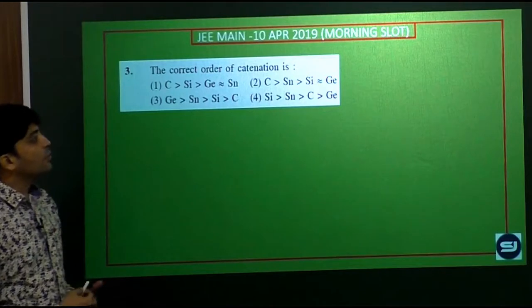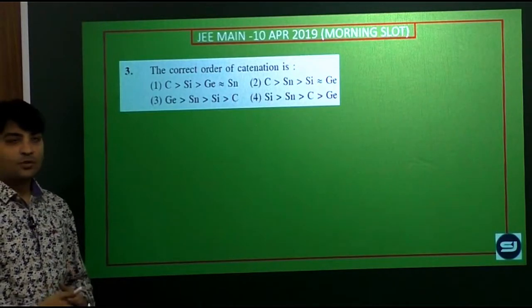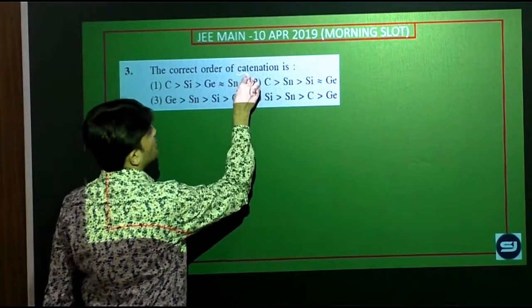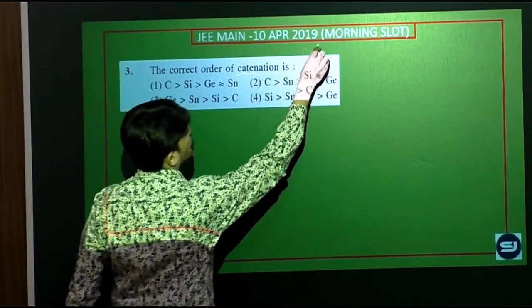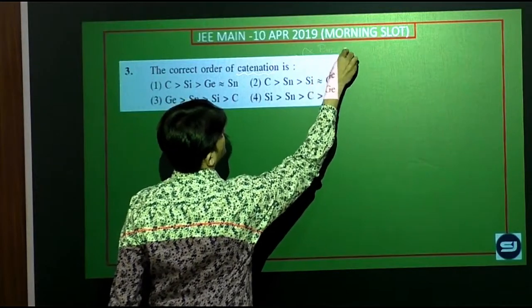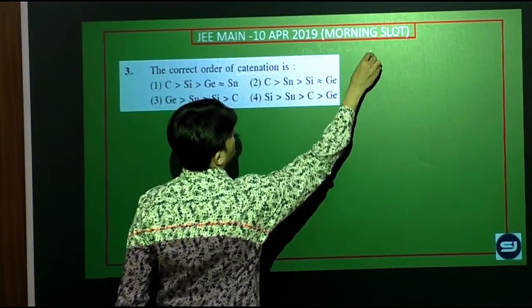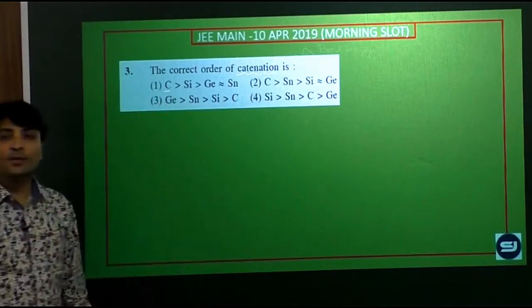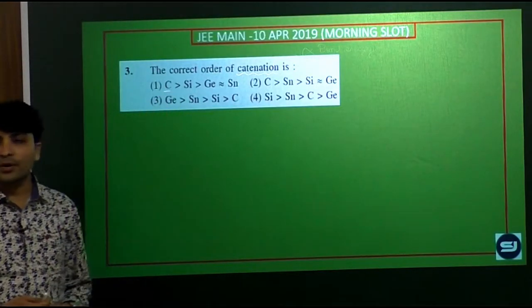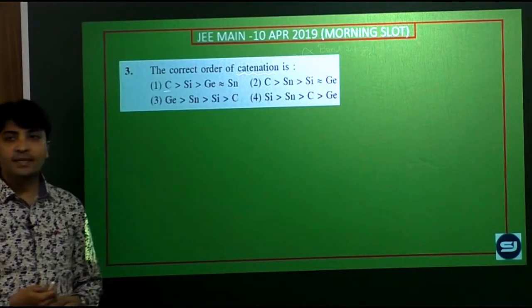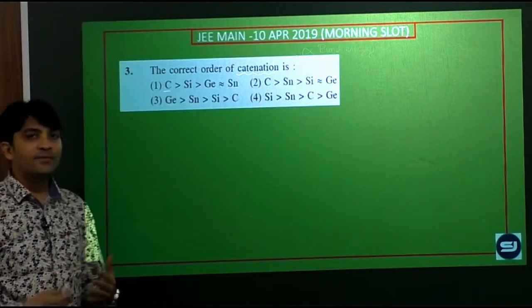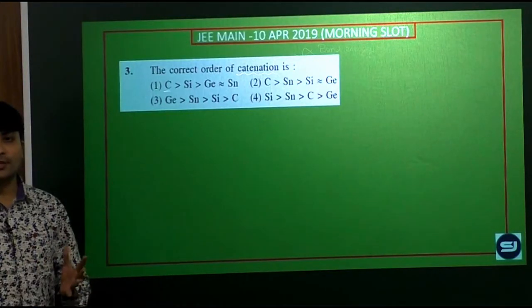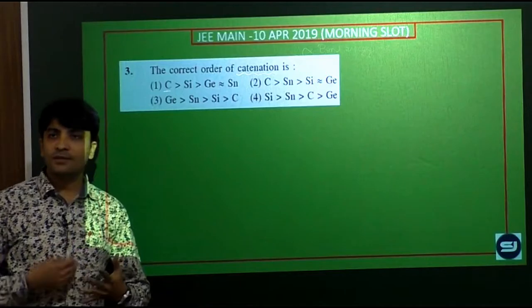Third question, this is from P block elements, a simple factual question. The correct order of catenation is. Now, catenation is a property which is dependent on bond energy between the similar atoms. And in case of group 14, the carbon family, carbon to carbon single bond has a very high bond energy and CC bond is highly stable. That's the reason it can have the tendency to link with itself and also with other elements to form long chains, which could be straight chain, branch chain, cyclic chain.